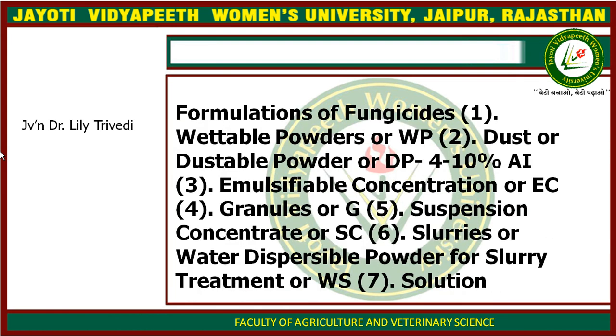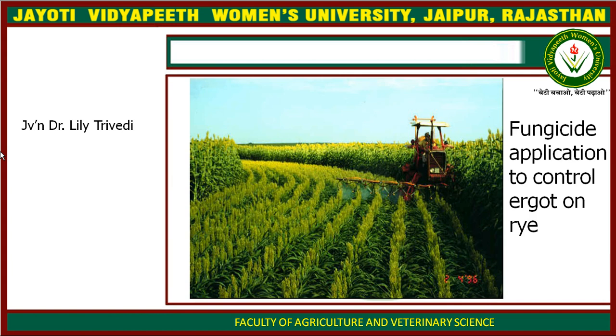They are also classified on the basis of formulation of fungicides. They are as wettable powders or WP, dust or dust powders or DP. They are used at 4 to 10% active ingredient. Emulsifiable concentrate or EC, granules or G, suspension concentrate or SC, water dispersible powder for slurry treatment or WS, and the last is as solution.